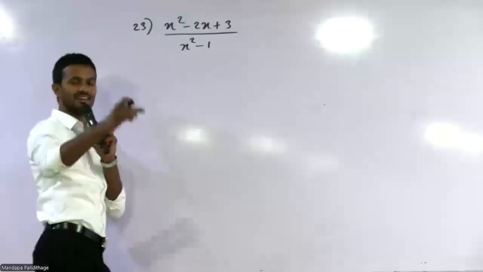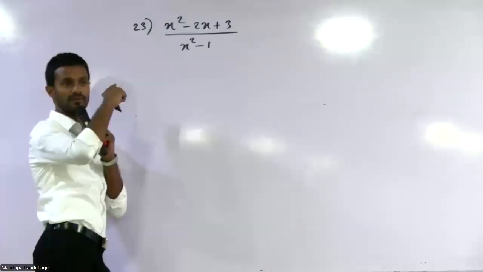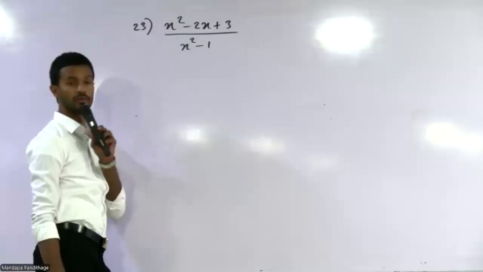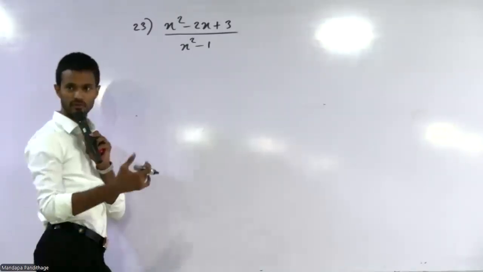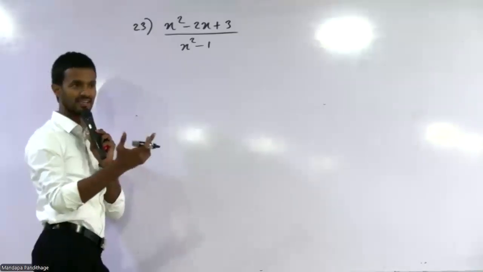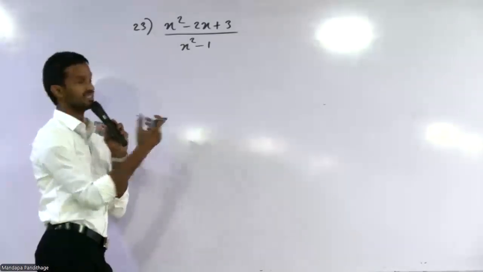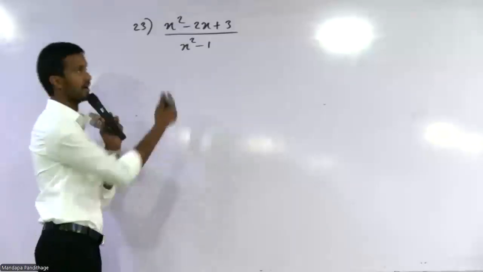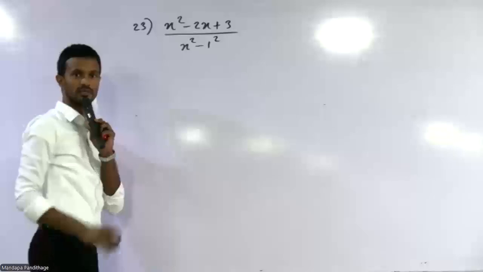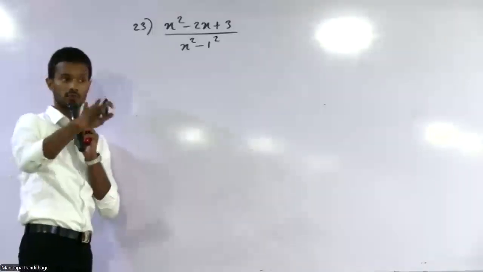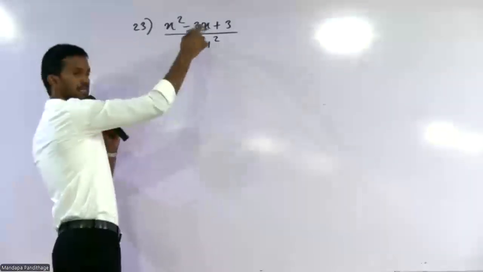Crease, increase, decrease. Okay, so here, tell me what is in the denominator? It's the difference of two squares. So one can be written as one square. So first we have to identify what is in the denominator. Okay, so here it's a difference of two squares.